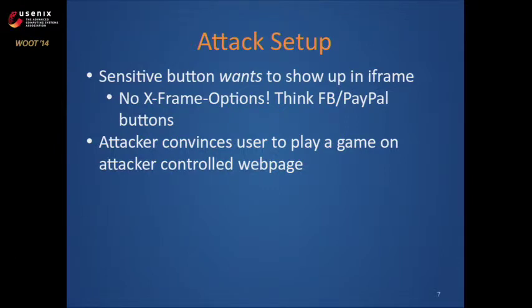In these attacks, we'll make 2 assumptions. First of all, the sensitive button, in this case the like button in our demos, is something that voluntarily wants to appear on other web pages in an iframe. There are defenses such as the X-Frame-Options header, which the server can send to tell the browser never to allow this content to be rendered in an iframe. This is useful in defending against some attacks, including our demos. But in this case, we assume that the content, such as a Facebook like or a PayPal donate button, agrees to appear on other pages. Secondly, the attacker convinces the user to play a game on the attacker-controlled web page. People interact with untrusted websites all the time, so I think that's a reasonable assumption.